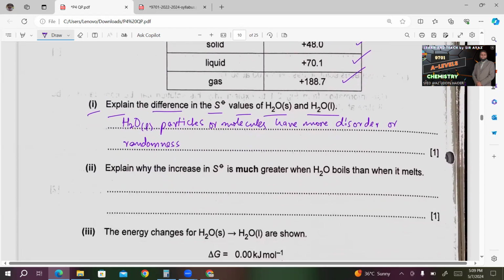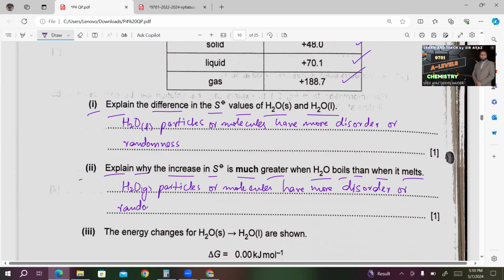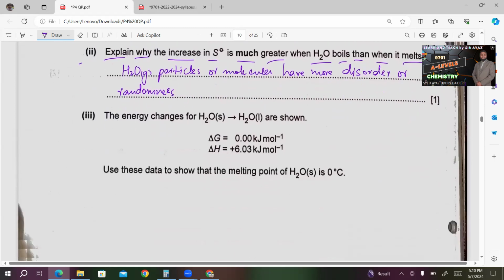That's why randomness is increasing. Number 2, explain why the increase in S is much greater when H2O boils than when it melts. You see, it's even greater, 188.7. So again, same logic. This time you write H2O gas particles or molecules have more disorder or randomness. That's why you see the value of entropy is higher in this case.